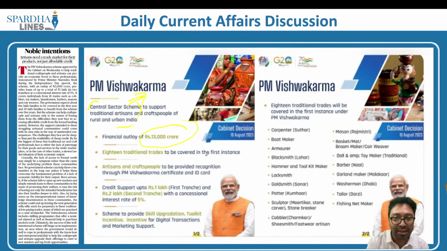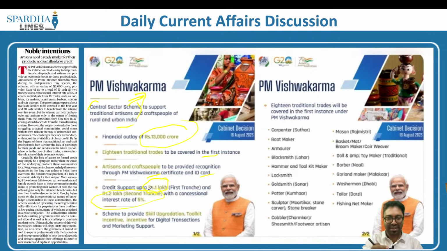There will be 18 traditional trades to be covered in the first instance. Artisans and craftsmen will be provided recognition through the PM Vishwakarma certificate as well as the ID card. So how will they be recognized? What they'll be issued is a certificate as well as the ID card. A credit support would be given as much as 1 lakh in the first tranche and 2 lakhs in the second tranche, and this will be at a concessional interest rate of 5%.